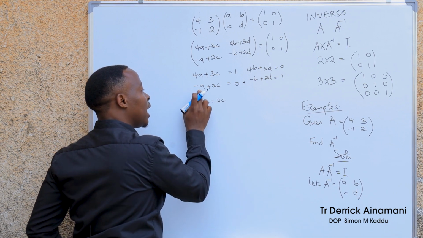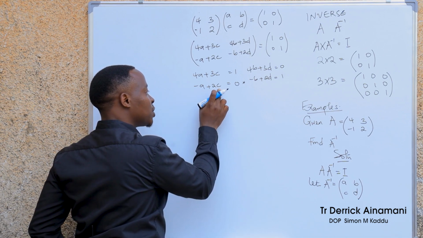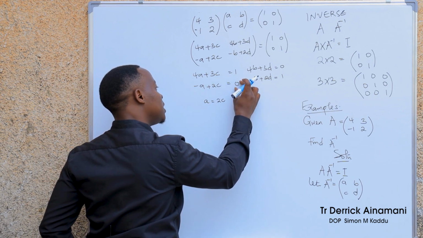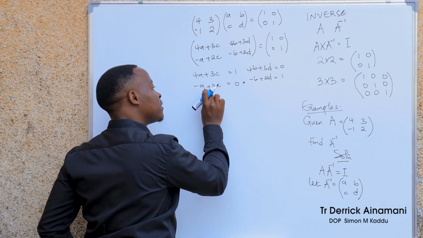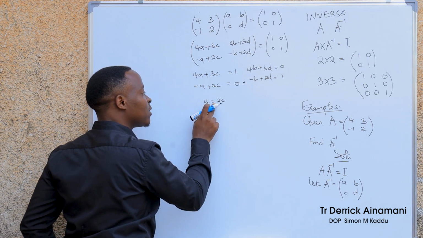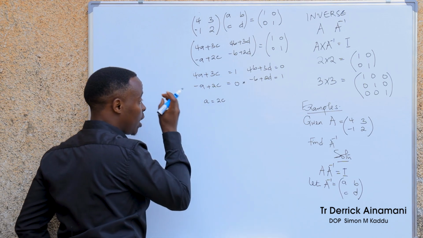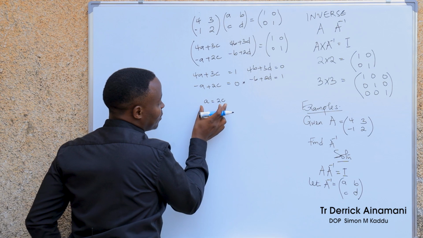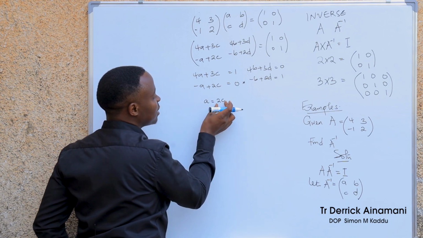I said negative A plus 2C. I brought 2C this side. The sign positive became negative. Then the negative sign cancelled with this one to give me A is equal to 2C. For those ones who are confused. So now we substitute. This was simplification. Now we are substituting.